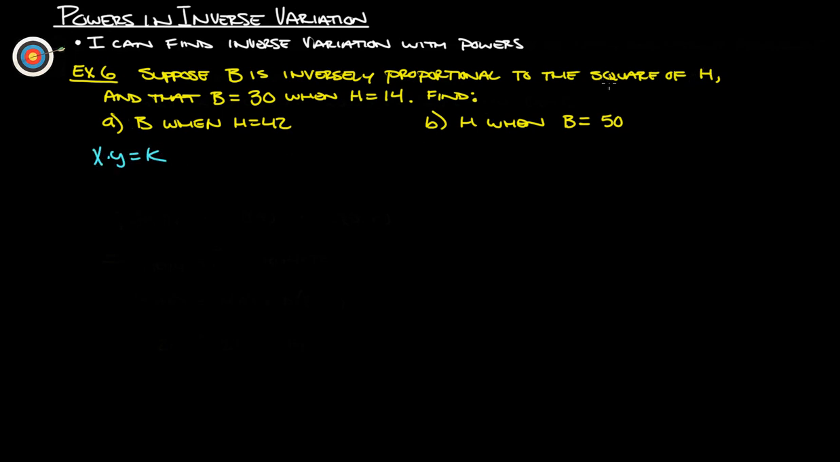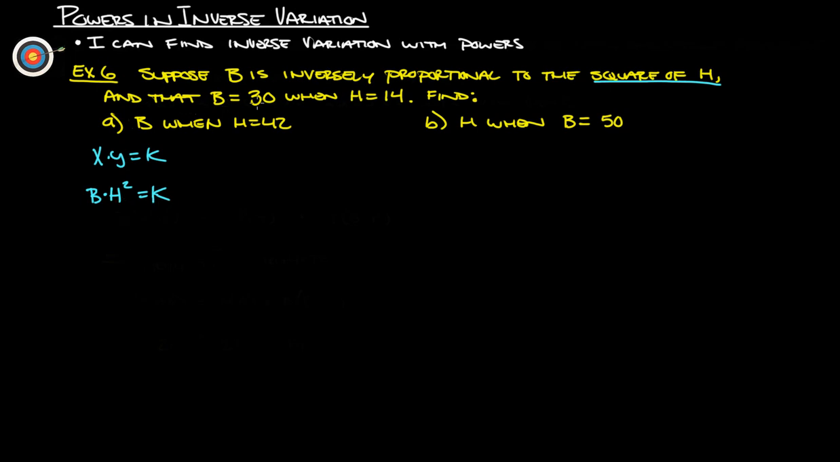Now, the only thing that's different about this is now it is the square of h. And we have b and h. So instead of x and y, we're going to do b times h. But it says that it's inversely proportional to the square of h. So we're going to do b times h squared equals k. And then we'll be able to plug things in and come up with our proportionality constant, which we'll be able to write into a nice little formula to figure out these two.